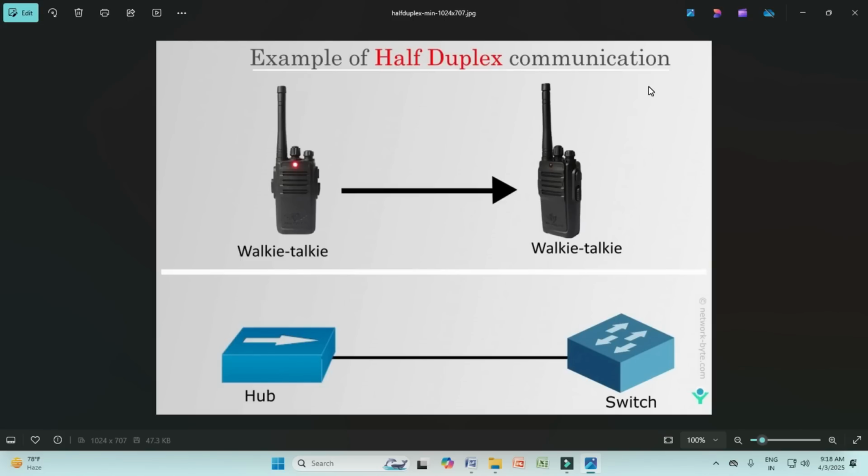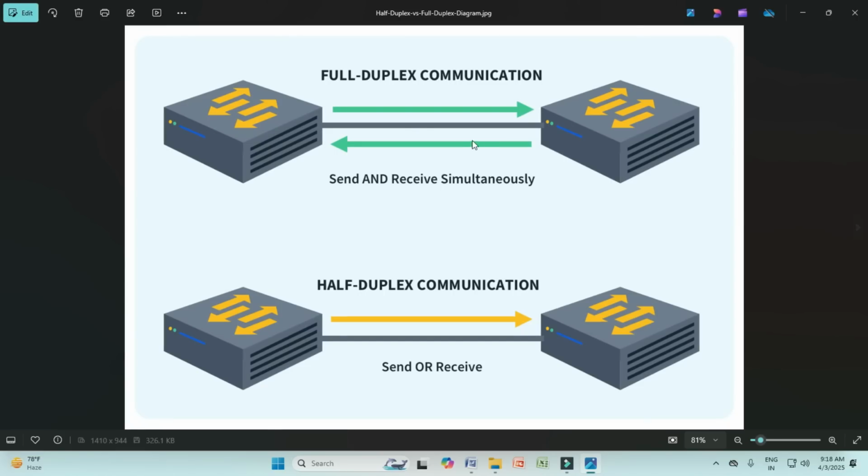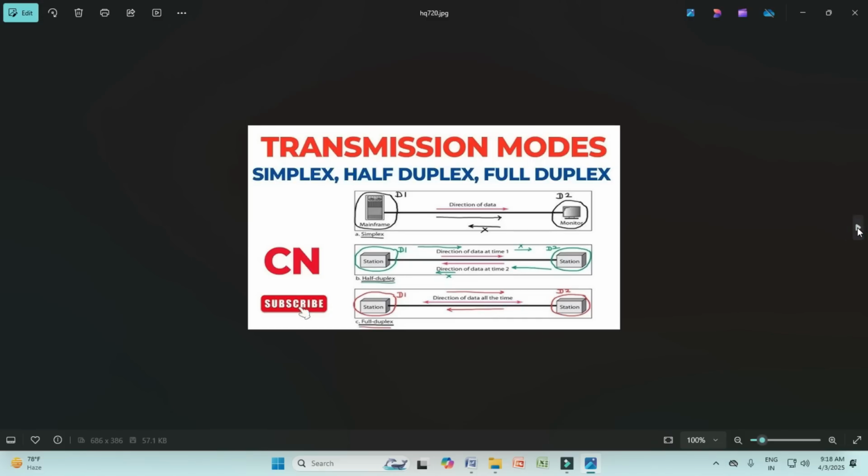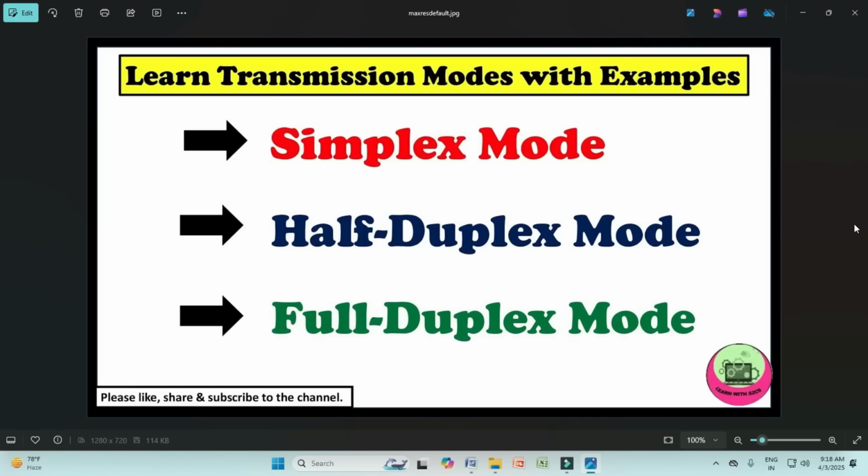An example of half duplex communication is the walkie-talkie. Full duplex communication is sender and receiver simultaneously at a time. Half duplex can only send or receive, one function at a time. Thus you observe simplex, half duplex, and full duplex communications. Learn the transmission modes with examples: simplex mode, half duplex mode, and full duplex mode.